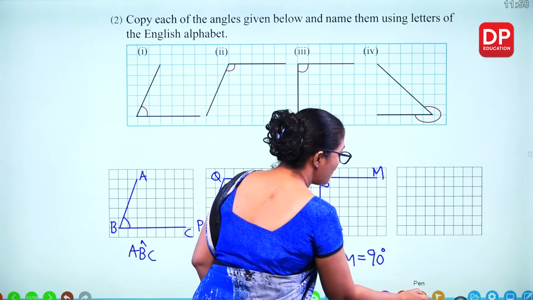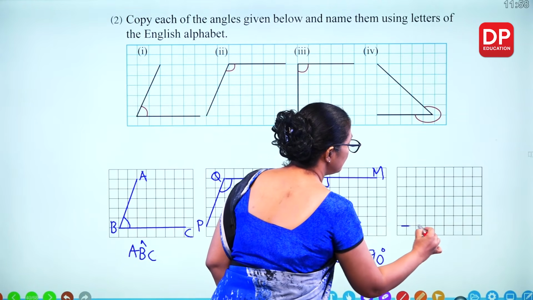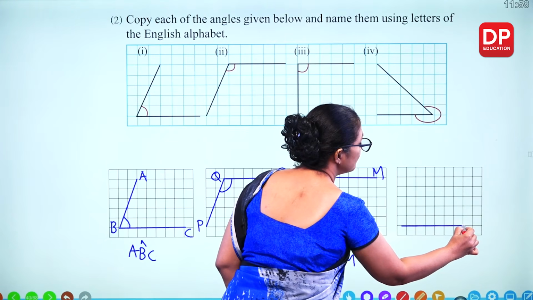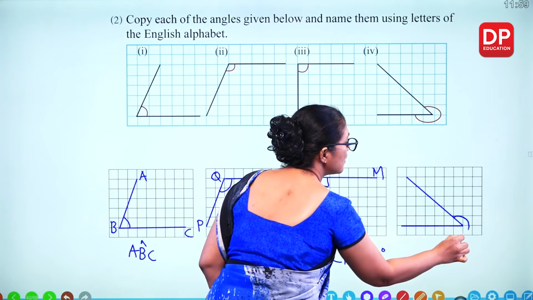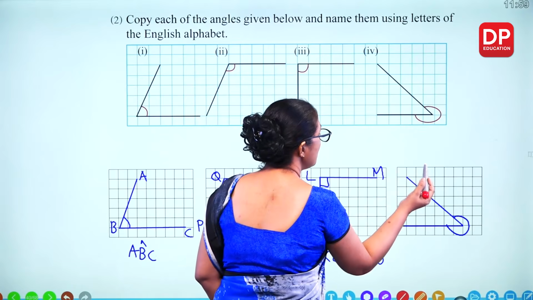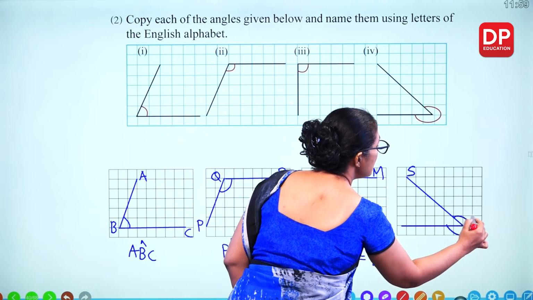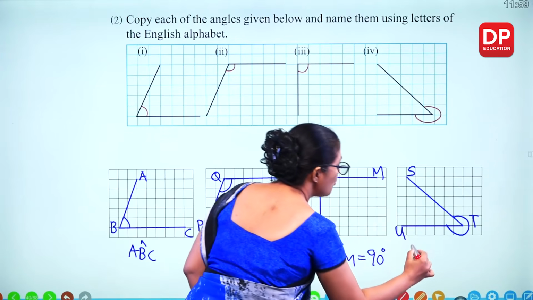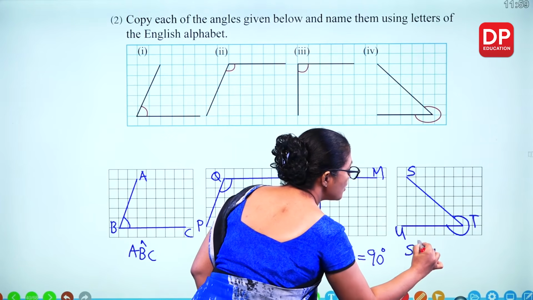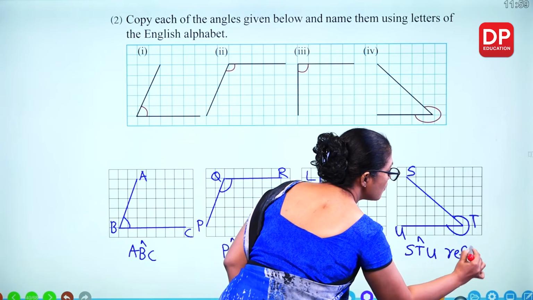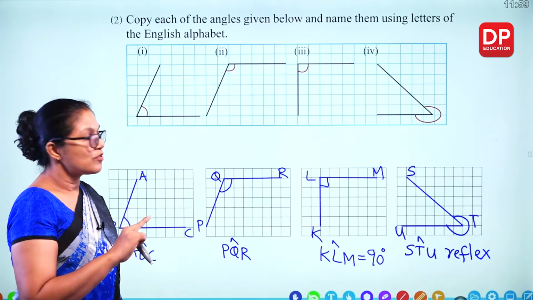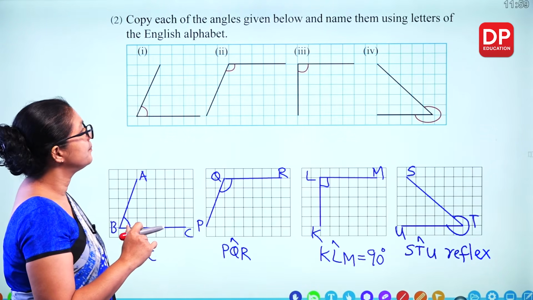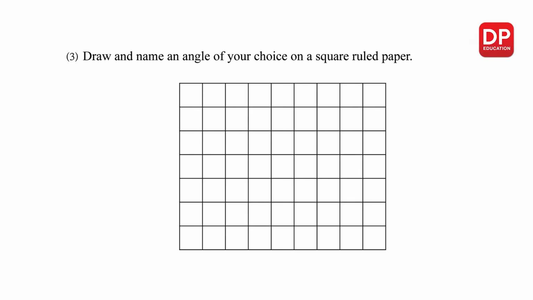And this is a reflex angle. This angle is a reflex. We'll put STU angle. So you have to write STU, T angle, but reflex you have to write. Not the STU acute angle. So you have to write the word reflex there.